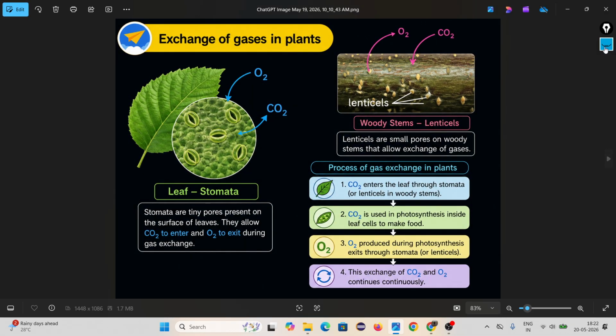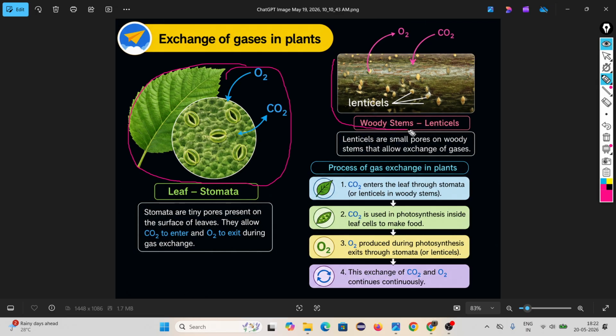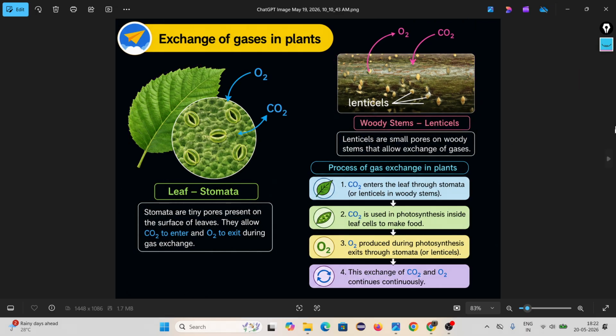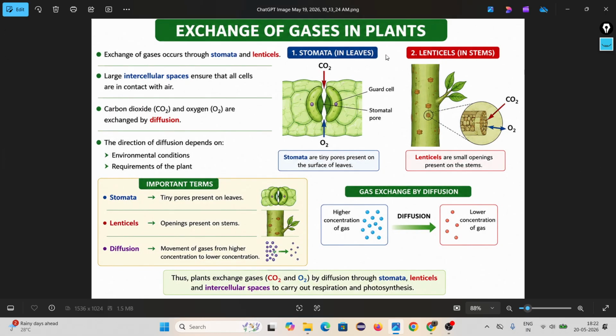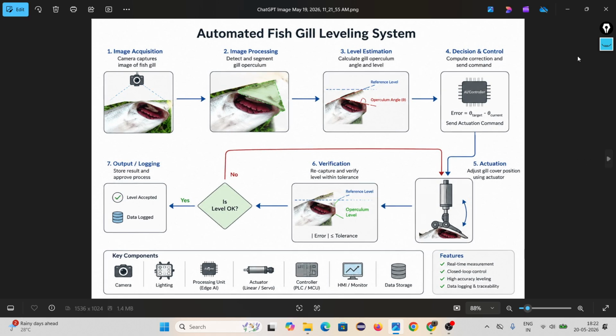Then how exchange of gas happens in a plant. In plants, exchange of gases happens through stomata, and in woody plants that is through lenticels. Then we understand exchange of gases in plants, how stomata and lenticels work. Then this is the pending thing.